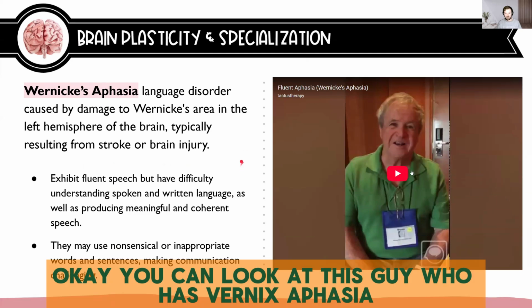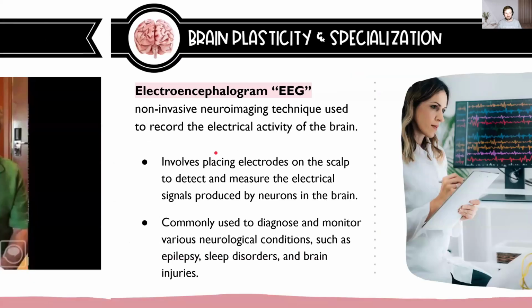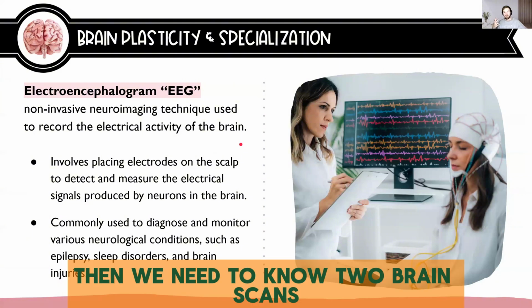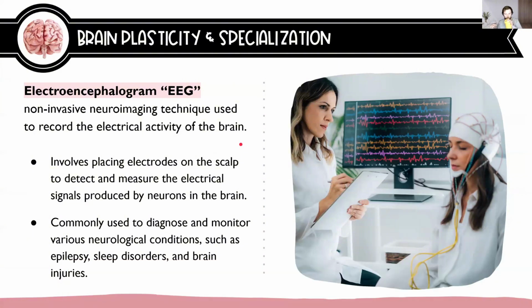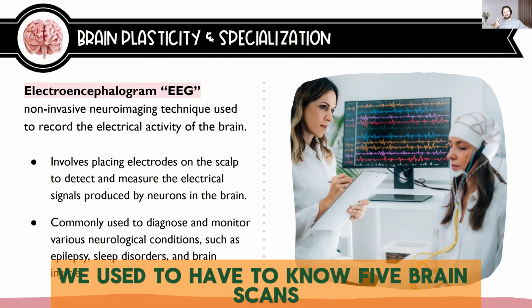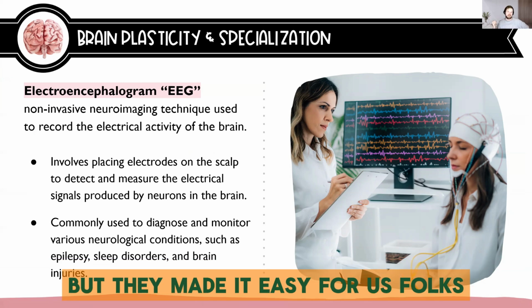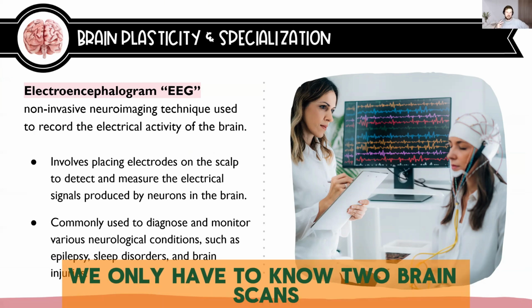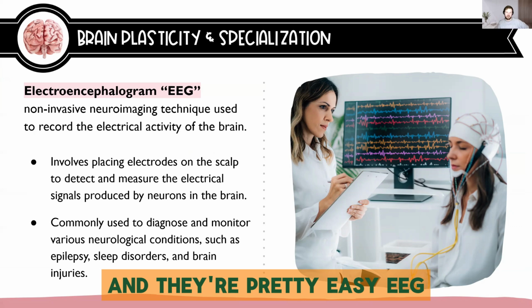Okay, you can look at this guy who has Wernicke's aphasia. Just take a look at that in class. Then we need to know 2 brain scans. We used to have to know 5 brain scans, but they made it easy for us, folks. We only have to know 2 brain scans, and they're pretty easy.